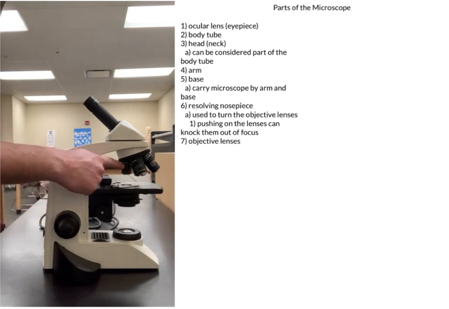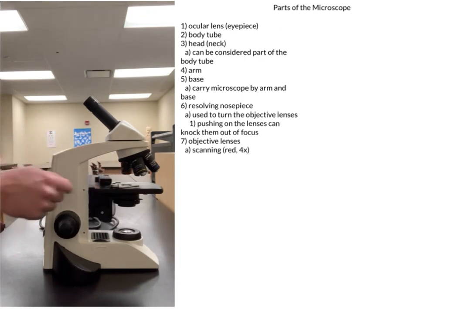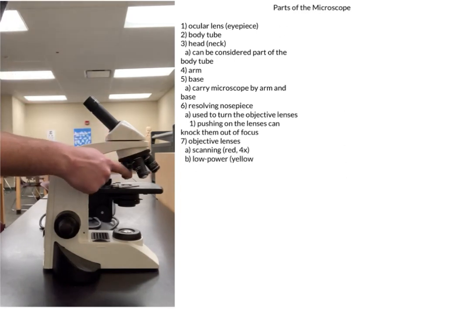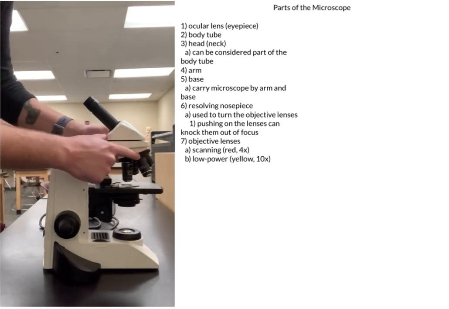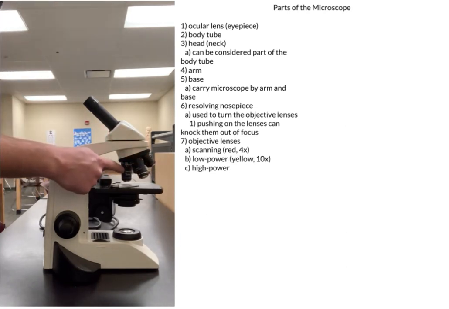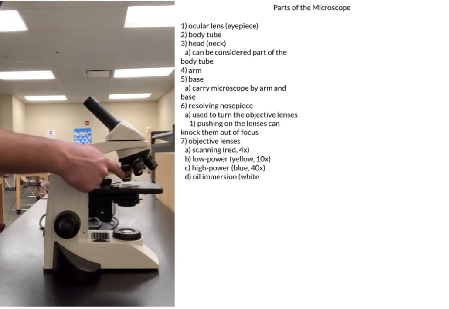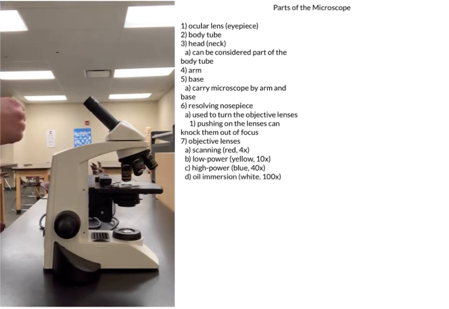So the smallest objective lens that we have with the red circle around it is the scanning lens, which has a 4x magnification. Our next objective lens is the low power lens with the yellow circle and a 10x magnification. Our next objective lens is the high power lens, which has a 40x magnification and a blue circle. And then we have the oil immersion lens, which has a white circle and a 100x magnification.